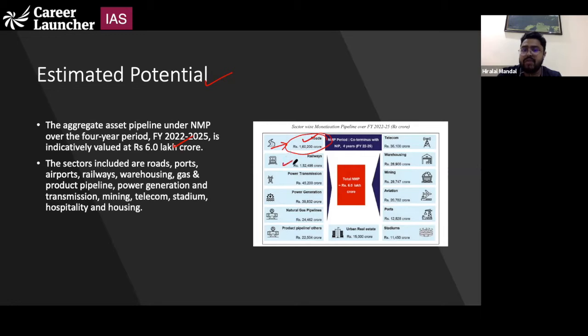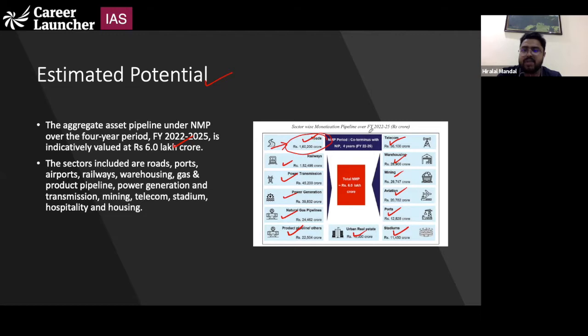Further, the railway will be contributing to rupees 1,52,496 crore. And apart from that, there is a power transmission, power generation, natural gas pipeline, product pipeline, urban real estate, stadiums, ports, aviation, mining, warehousing, and telecom. So all the infrastructure will be used by the government of India to monetize under the national monetization pipeline.